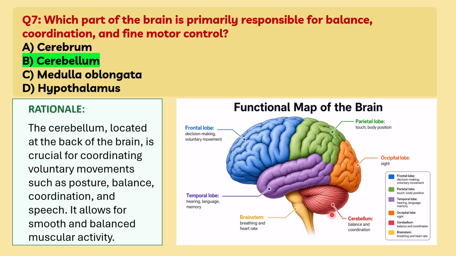You can see the cerebellum located here. The cerebellum, located at the back of the brain, is crucial for coordinating voluntary movements such as posture, balance, coordination, and speed. It allows for smooth and balanced muscular activity. You can see other parts of the brain. This is the cerebrum. There are main lobes here: frontal lobe, parietal lobe, temporal lobe, and occipital lobe. Each lobe has its own function, and this is the brain stem. It controls the breathing and heart rate.